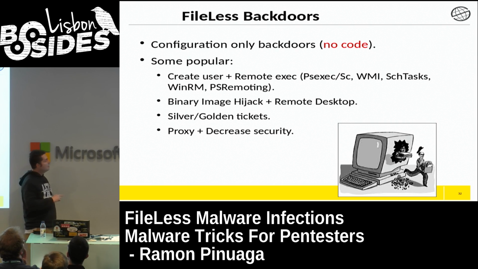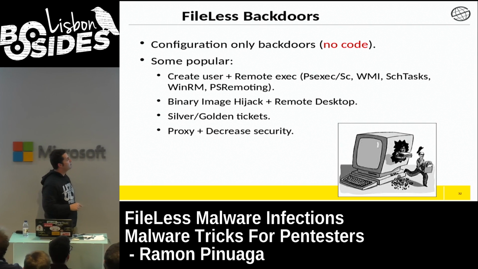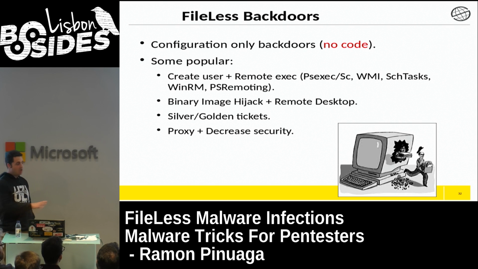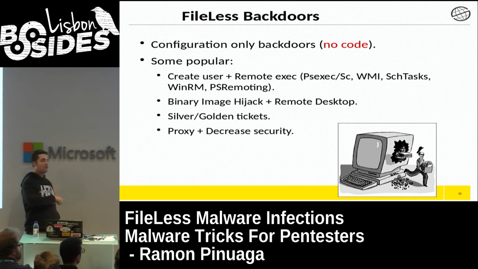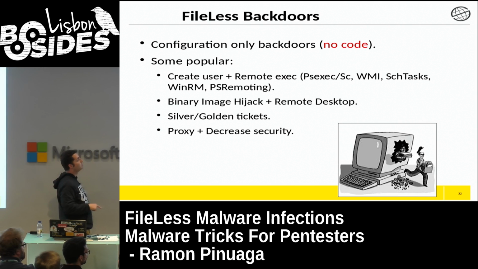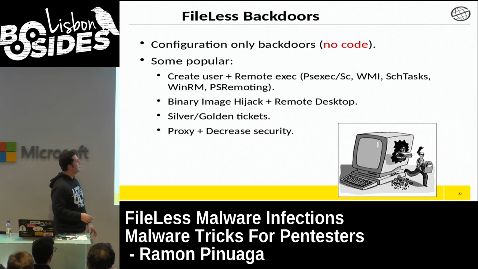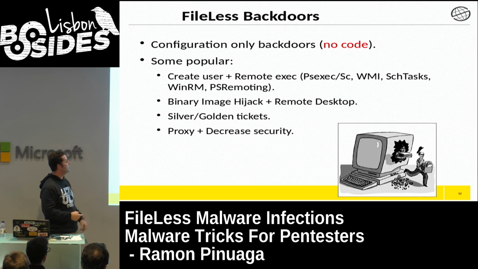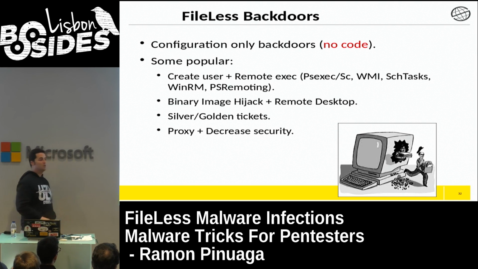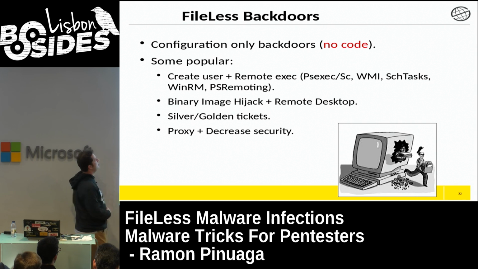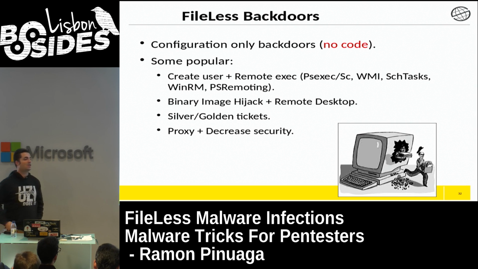If we can achieve a fileless infection, then we need to create a fileless backdoor, for example, the one I used in the first video. We can activate remote access, a remote desktop, for example, and we can hijack some binary that could be open for backdooring the system. We also have the traditional way of creating a backdoor in a system, which is adding a user with administrator capabilities and using this account for launching remote commands.